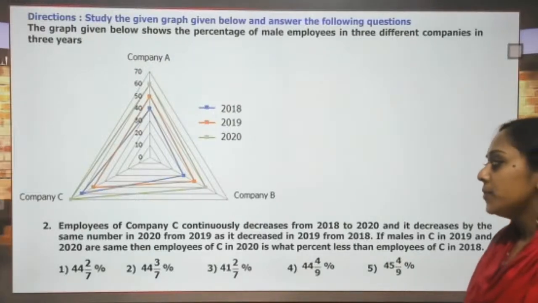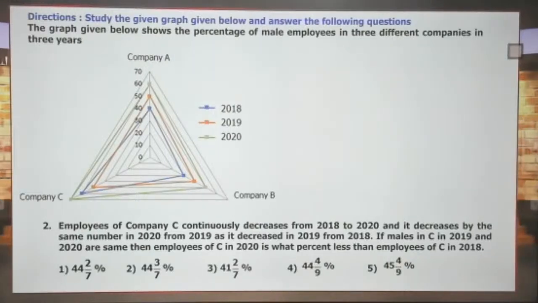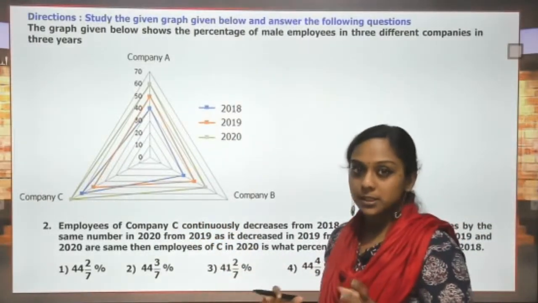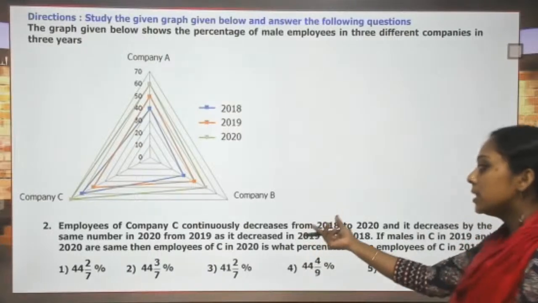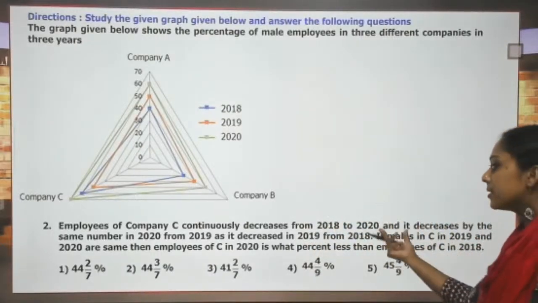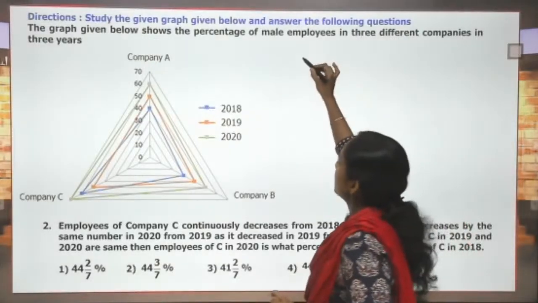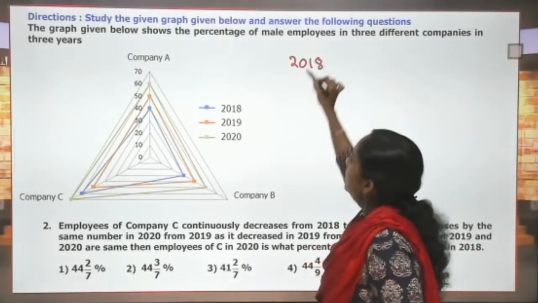Question number 2. Employees of company C continuously decrease from 2018 to 2020, and they decrease by the same number in 2020 from 2019 as they decreased in 2019 from 2018. So here what is given? Decreases by the same number, not percentage, by the same number in 2020 from 2019 as it decreased from 2019 from 2018. So what is the meaning of the statement? There are 3 years mentioned.